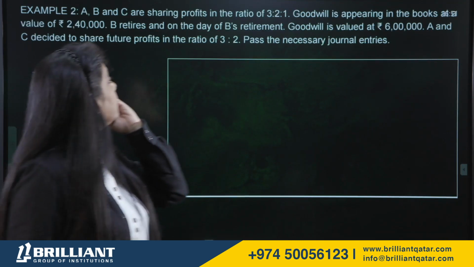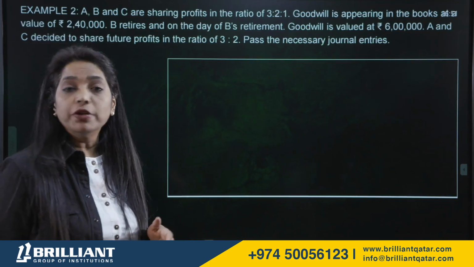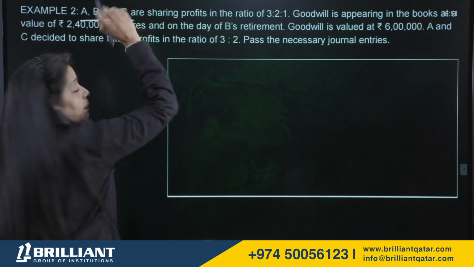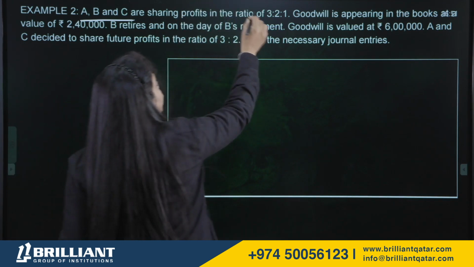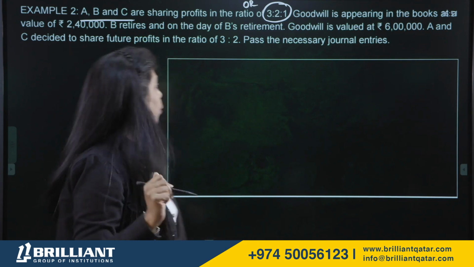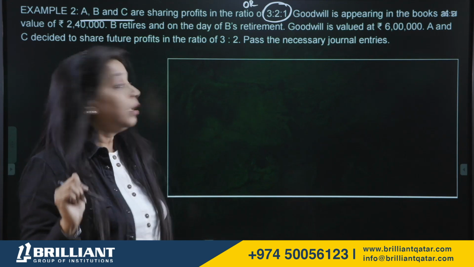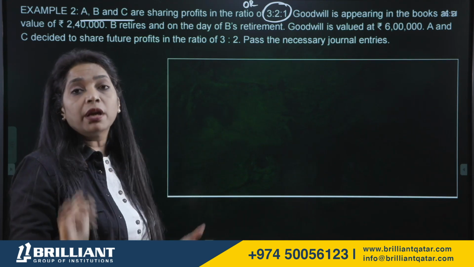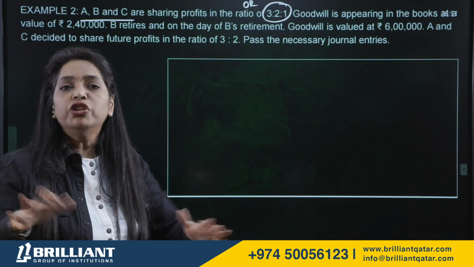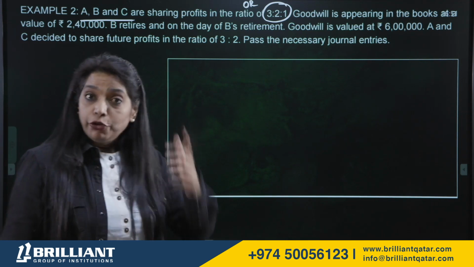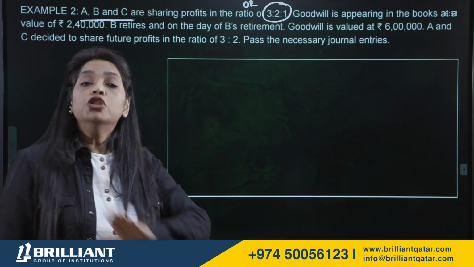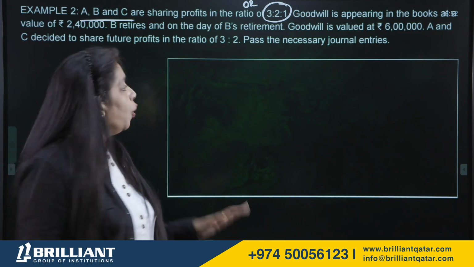The next question says A, B, C are sharing profits in the ratio of 3:2:1. So you have three partners over here. The ratio is 3:2:1, which is basically the old ratio. Goodwill is already appearing in the books. When they say goodwill is already appearing in the books, it means that in their balance sheet goodwill is already there. And if goodwill already exists, what we are supposed to do is write it off to all the partners in the old ratio.